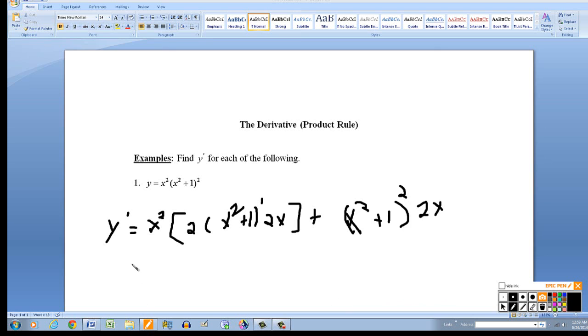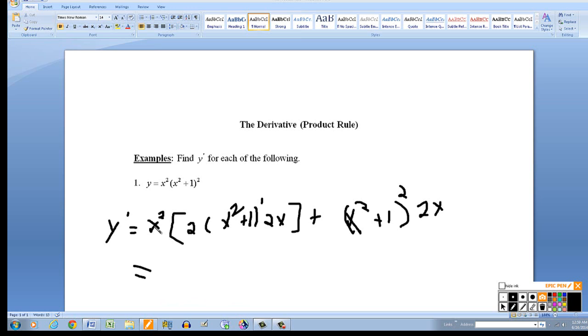Okay, so now let's go ahead and simplify. This is actually the answer. It doesn't look like the first answer, right? But if you simplify it, it'll come out to the same thing. So let's go ahead and simplify this right here. So I have a 2x here and a 2 here. Those are coefficients. That's going to be 4x.